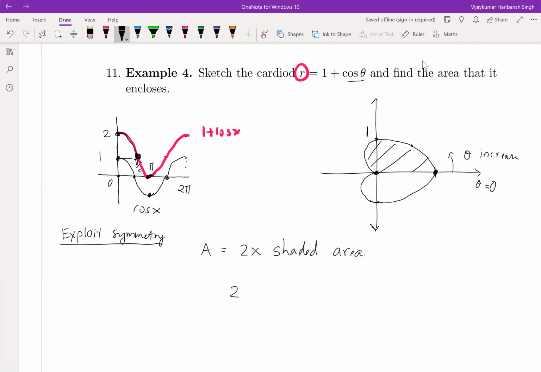So half, again, so 2 outside. Now I need to write down the integral for this. Note the angle is changing from where to where. Here the angle was 0, and then it became pi here. So it's going to be 0 to pi, half r square d theta. That is important, or half f of theta square. So 1 plus cos theta square d theta. Okay, so 2 times this.